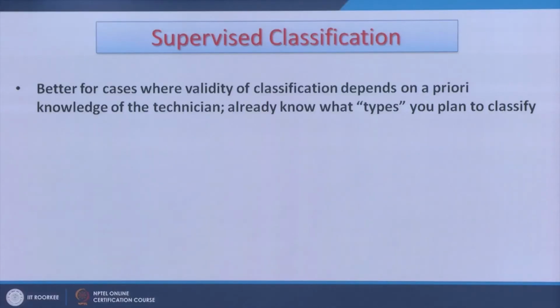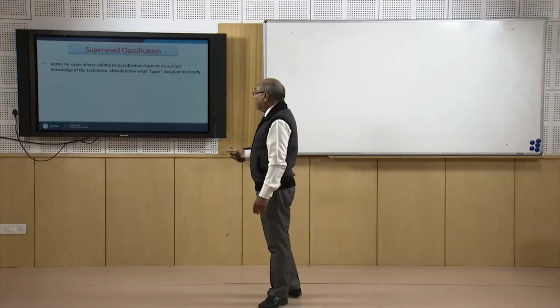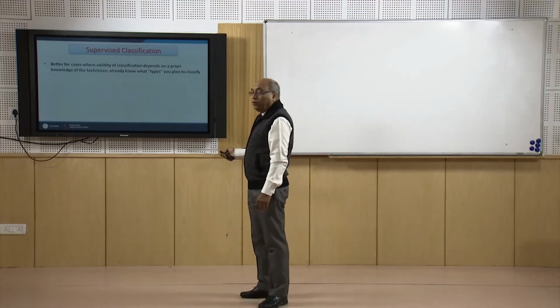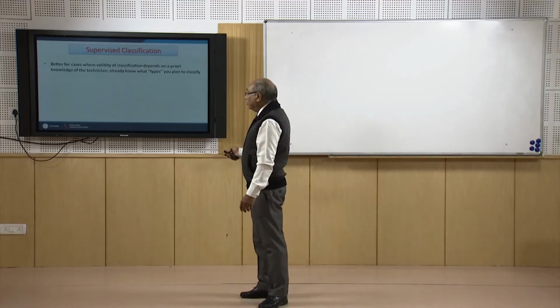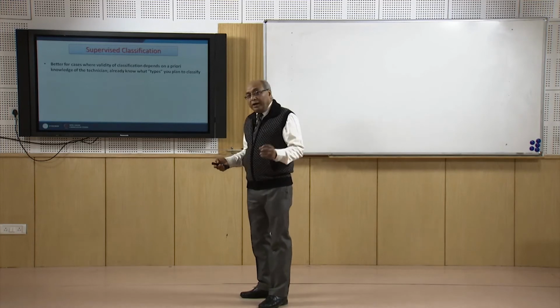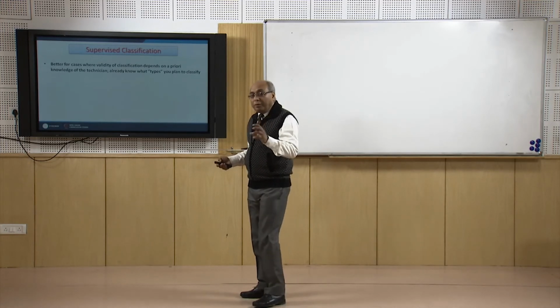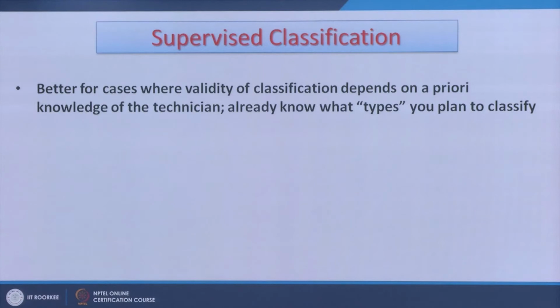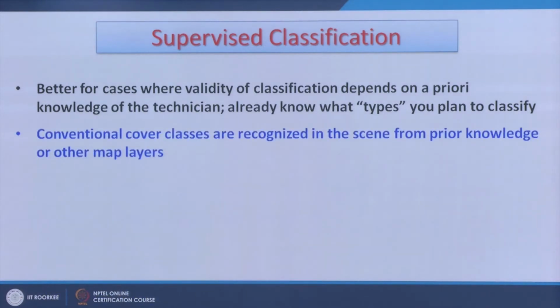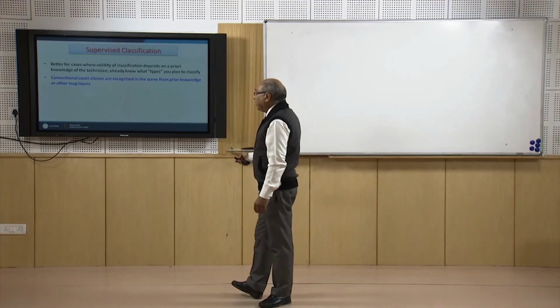So as has been mentioned, the better we train the system, the better the classification. In these cases, the validity of classification depends on the a priori knowledge of the technician or whoever the user is who is going to classify the image. So if we have some ground information about that area, then it is going to be a much better way. And conventional cover classes are recognized in the scene from prior knowledge.